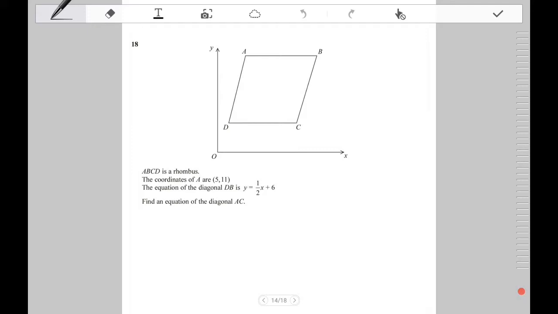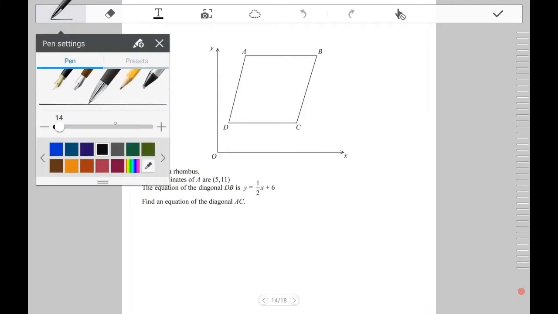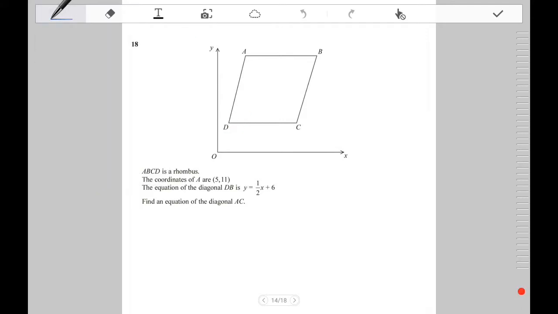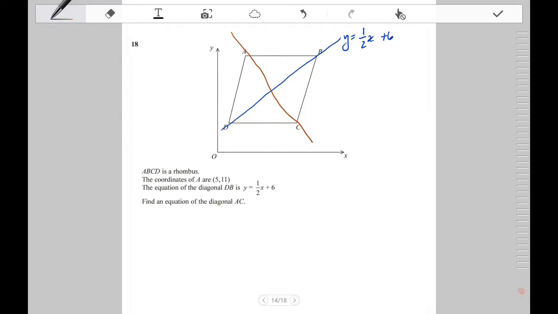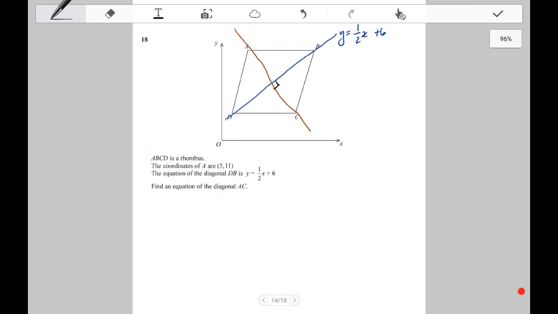ABCD is a rhombus. The coordinates of A are 5, 11. The equation of the diagonal DB is y equals half x plus 6. Find an equation of the diagonal AC. Okay, so let's use different colors here. So they're saying that this line is y equals half x plus 6. And they are interested in an equation for this line. Excuse my wobbly handwriting.